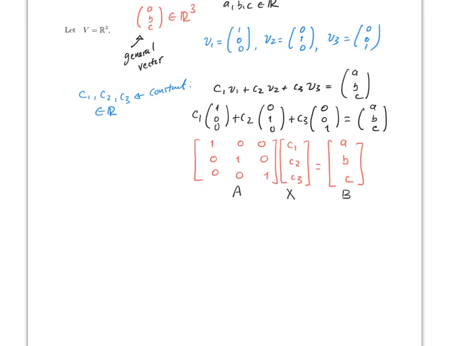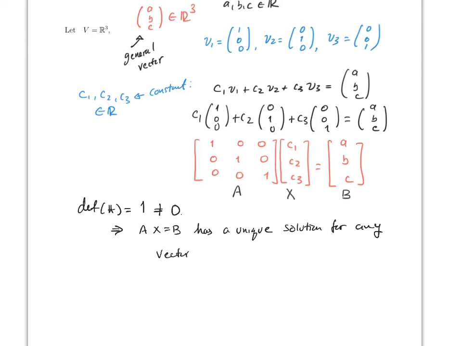So notice that the determinant of A, and you should check this, is equal to 1, which is not equal to 0, and remember the determinant not being equal to 0 implies the system Ax equals b has a unique solution for any vector A, B, C. So since this is true for any A, B, C, or for any vector, this implies that the vectors b1, b2, and b3 span or generate R3, so therefore they generate the whole vector space.